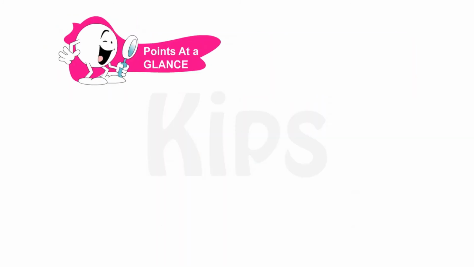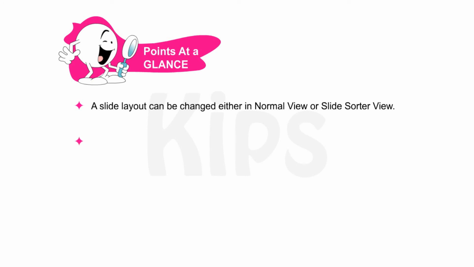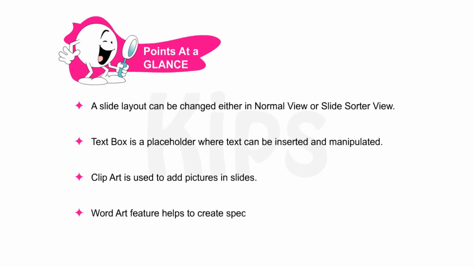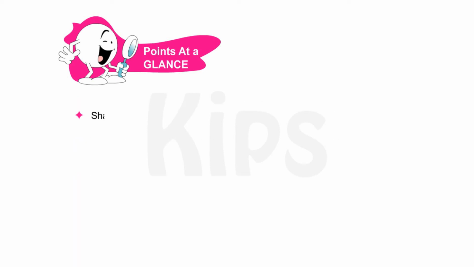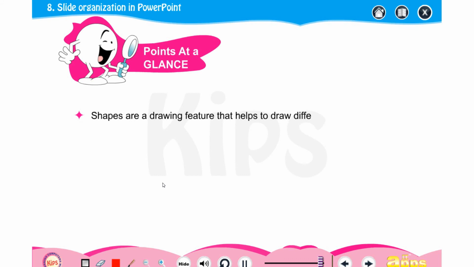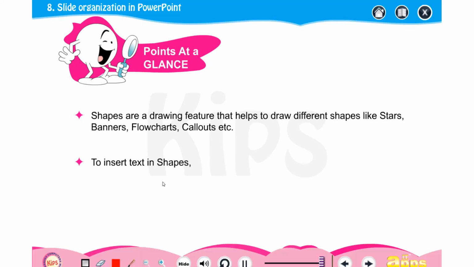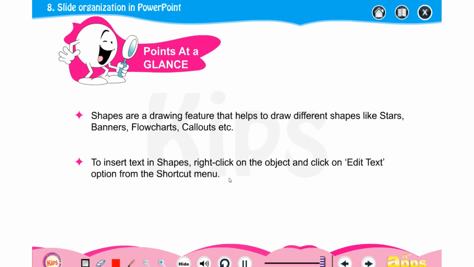Let us quickly glance through the key points discussed in this chapter. A slide layout can be changed either in normal view or slide sorter view. Text box is a placeholder where text can be inserted and manipulated. Clip art is used to add pictures in slides. Word art feature helps to create special text effects. Shapes are a drawing feature that helps to draw different shapes like stars, banners, flowcharts, callouts, etc. To insert text in shapes, right-click on the object and click on the Edit Text option from the shortcut menu.